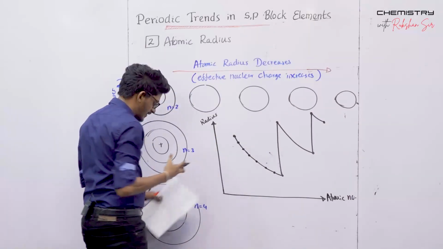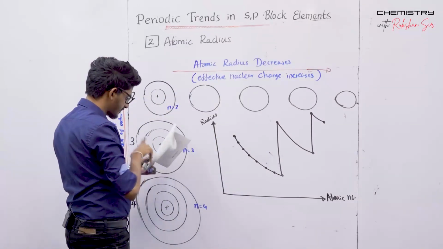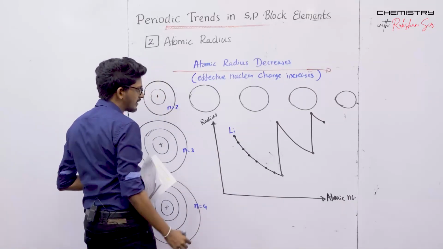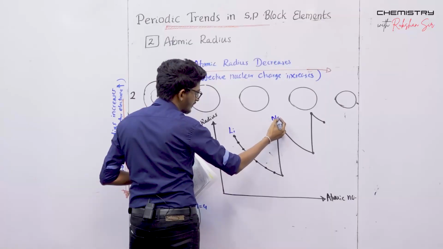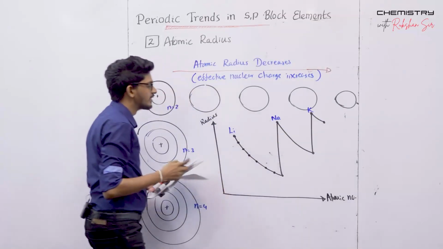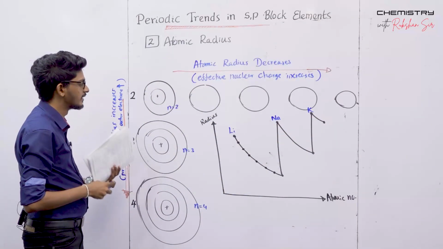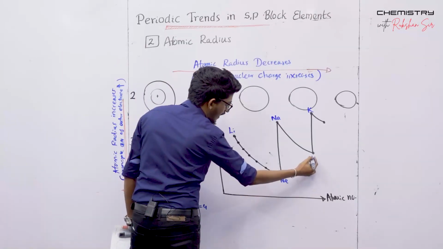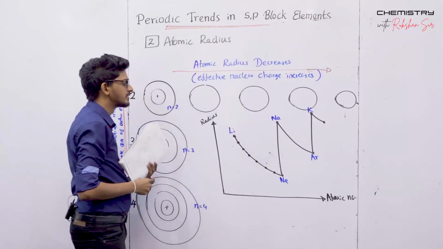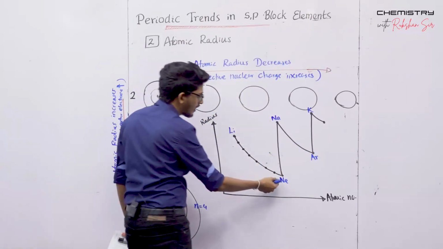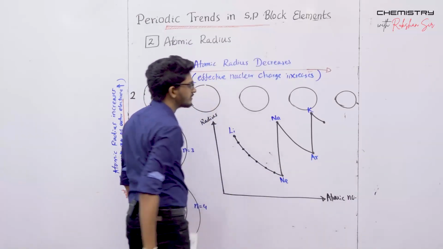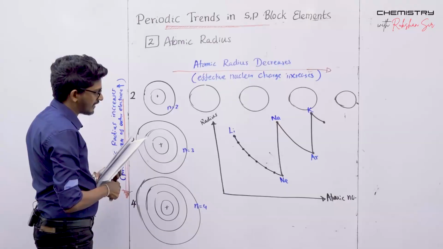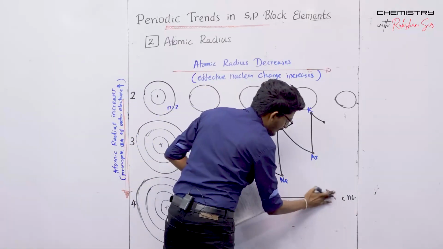If this is lithium, the first group of that period, the next is sodium, then potassium. So you clearly see the atomic radius gradually increases going down a group. This is the last element, neon. This is argon, the last element of the third period. Here also you see the atomic radius gradually increases going down a group. So that is how this trend appears in a graphical form.